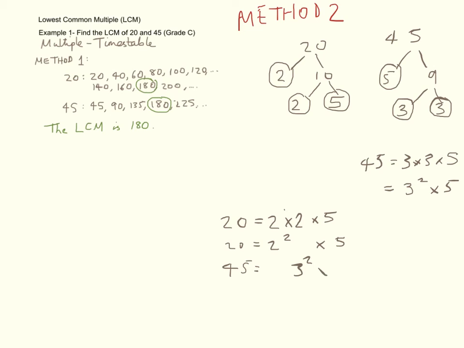3 squared times 5. Now for the lowest common multiple, I'm going to look for the highest prime factors. So if I look at this, I've got 2 squared here, I've got 3 squared, and I've got a 5 here. So I take the largest powers. In this example, I'm going to take all of them. So our lowest common multiple is going to be 2 squared times 3 squared times 5.